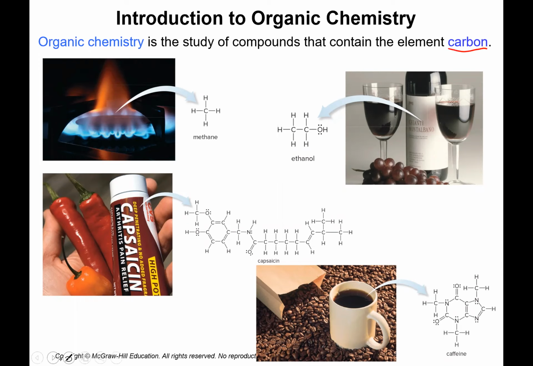Okay? So if we look at all of the molecules that I'm showing here, these are all molecules in common items that you've seen around. Ethanol is the alcohol in wine. Methane is the gas that burns in a gas stove. Caffeine, a molecule we all know and love. Okay, and then capsaicin, which is an active ingredient in arthritis pain relief. What all of these molecules have in common is that they all have carbons in them. And that's what's going to make them organic compounds.